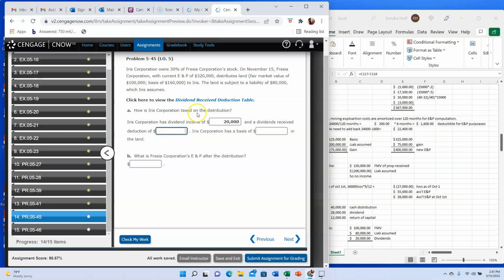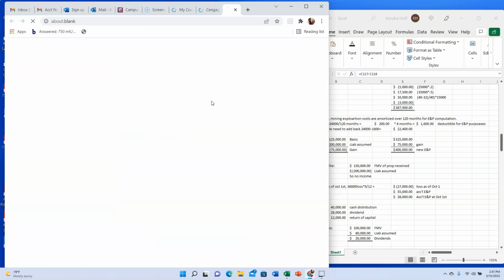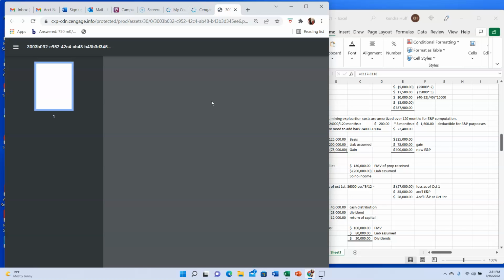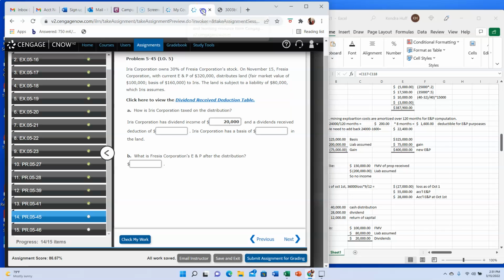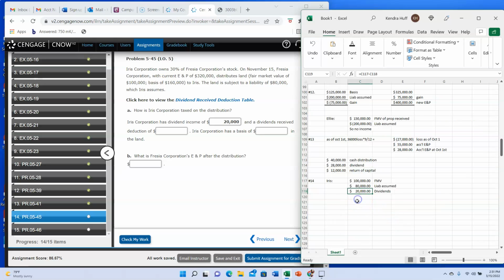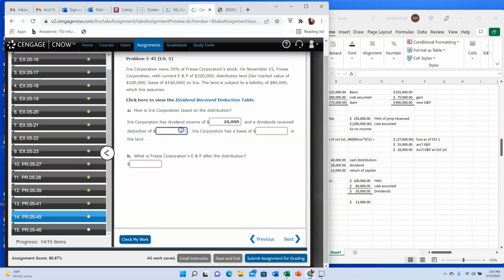And if you were to click on the dividends received deduction table, you see that if they own 20% or more, it's a 65% dividend deduction. So 20,000 times 65% is 13,000. And they have a basis in land of 100,000, which is the fair market value.